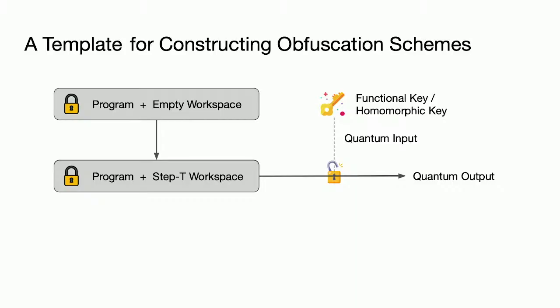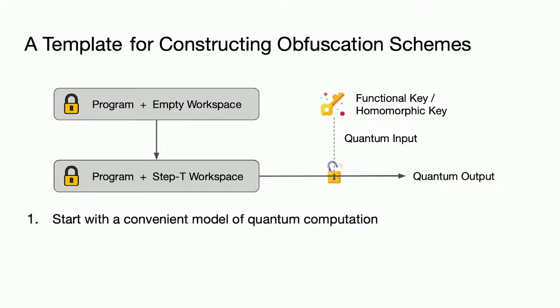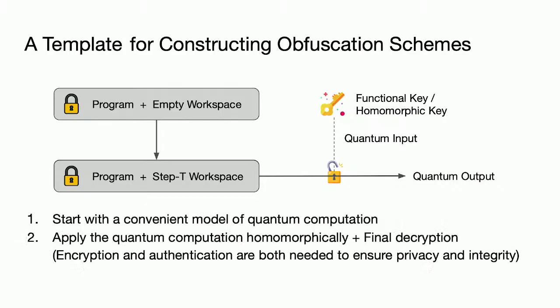So to realize this template, we'll need two things. First, we need a convenient model of quantum computation. And second, we want to apply the quantum computation homomorphically over the ciphertext, and we want a way to decrypt only the final output. Note that here we will need both encryption and authentication, because we want to ensure the privacy of the program, and we also want to prevent the adversary from reading out plaintext information from maliciously computed ciphertext. So let's start with the first item.